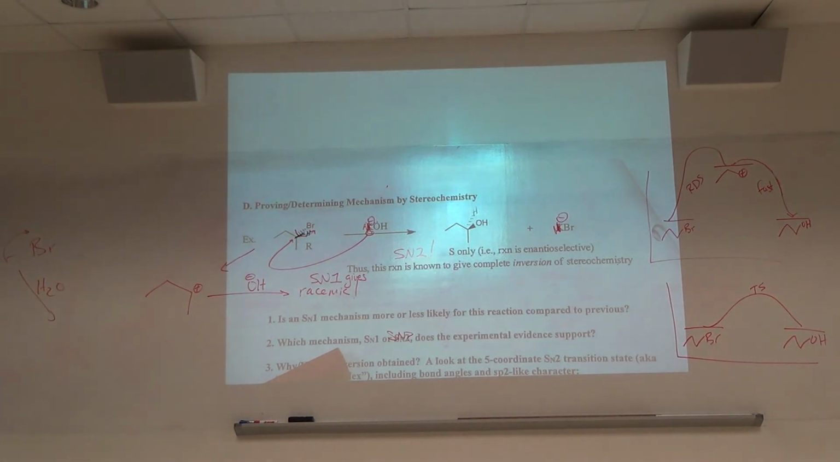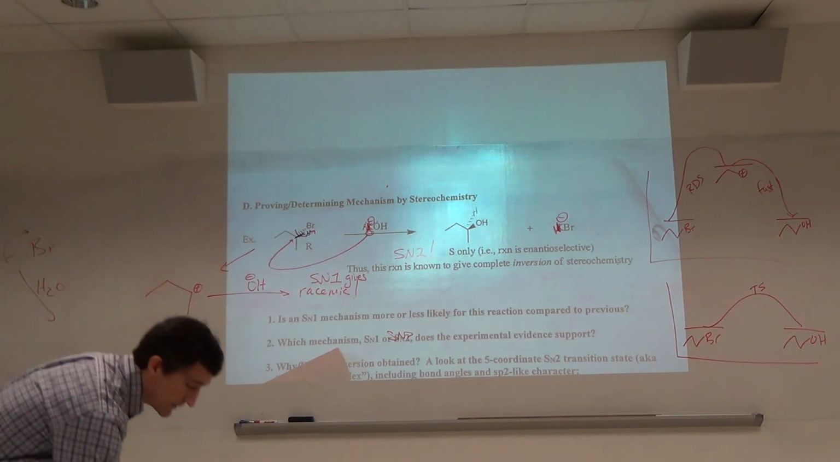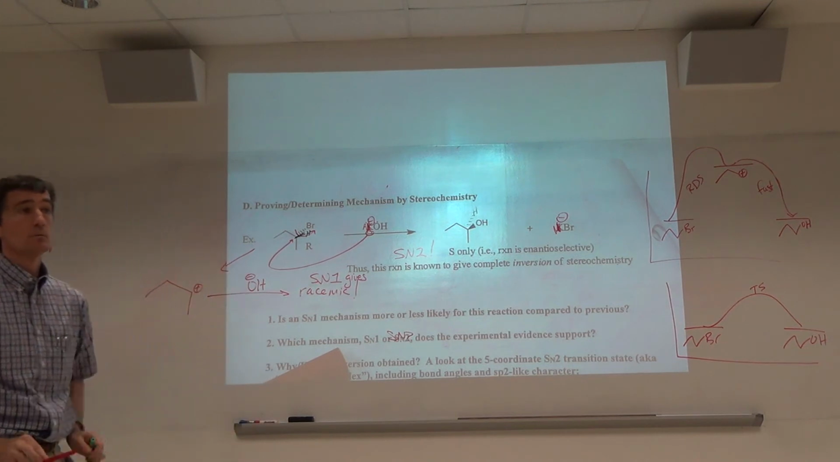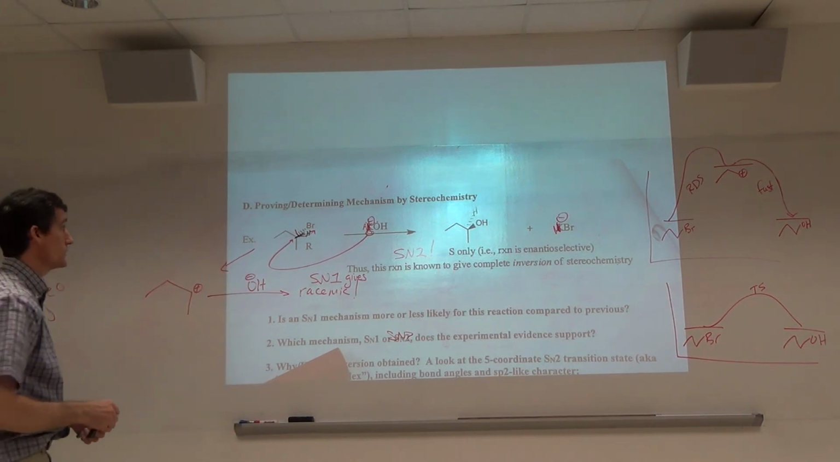Now, if it's not chiral, it really doesn't matter, but it still comes in backside. Maybe the carbon where the chemistry took place is not chiral, so there's only one way to show it anyway.